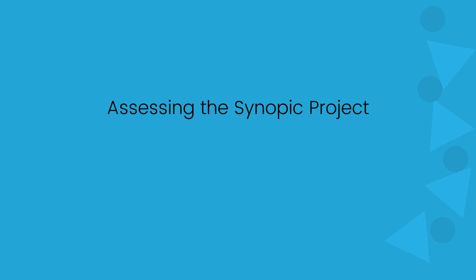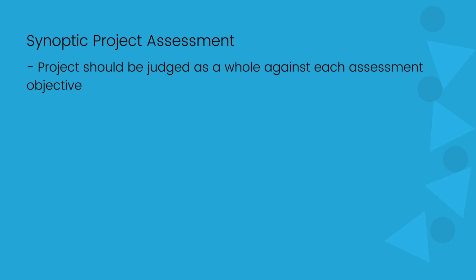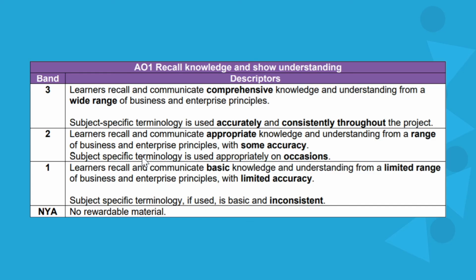Assessing the synoptic project. When assessing the synoptic project, you should take a holistic approach. The project should be judged as a whole against each of the assessment objectives. Grading is done in bands, and each band has a descriptor which can be found in the qualification specification and will guide your grading. There are 4 bands that can be awarded: Not Yet Achieved, Band 1, Band 2, and Band 3.